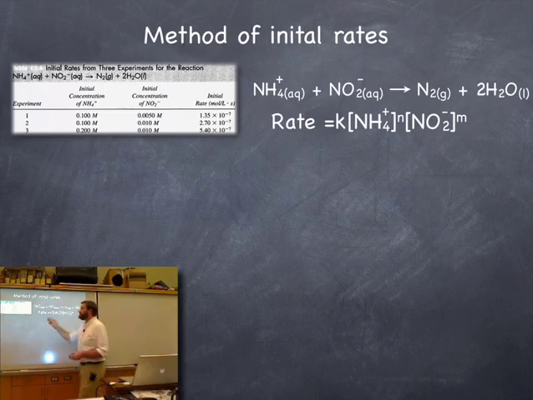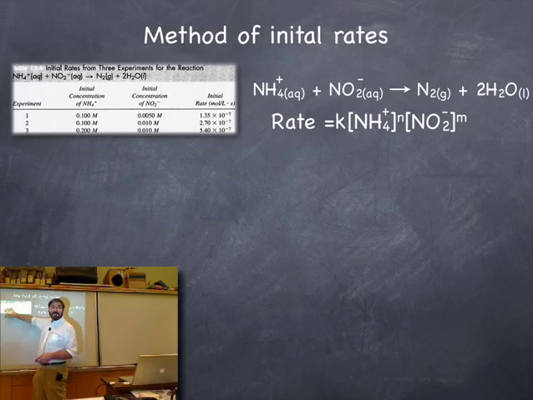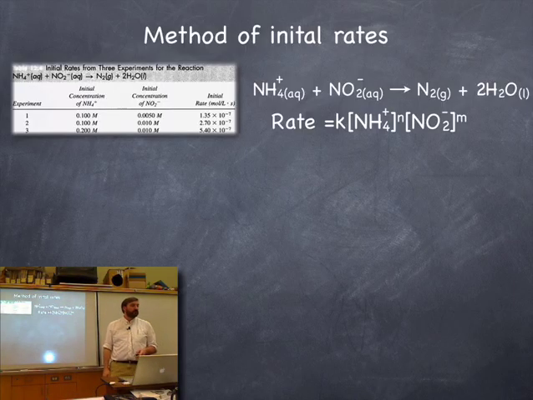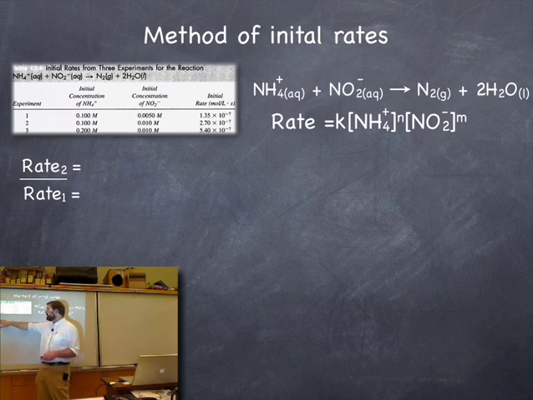I look into the data, I look into the concentrations, and I find one where all the values but one, depending on how many values you have, stayed the same. Here I can see that my concentration for the nitrite doubled. So I can set up a rate. I'm going to say I want to take rate number 2 divided by rate number 1.